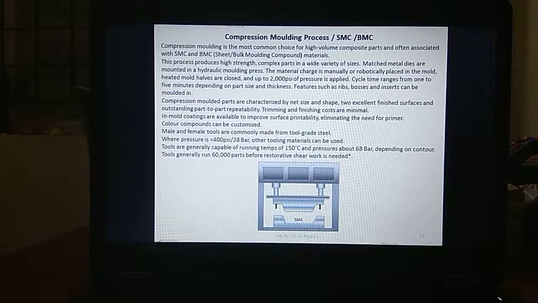Tools are generally capable of running at a temperature of 150 degrees centigrade and pressure of about 68 bars. Depending upon the contours, the tools are generally run for 60,000 parts before a restore activity has to be done on them.